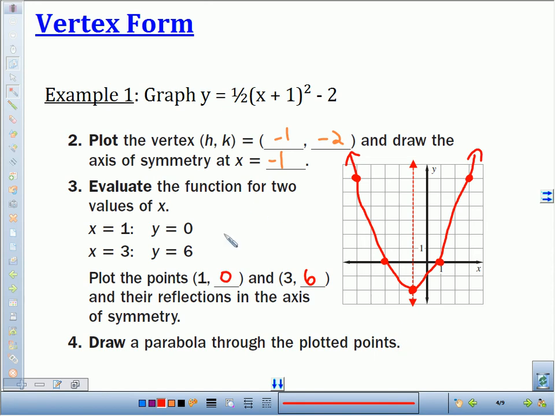I then either plugged in random numbers for x and got values back for y, or I looked at my calculator and I got values for x and I plotted the appropriate points, and then I mirrored them along the axis of symmetry and drew my parabola.